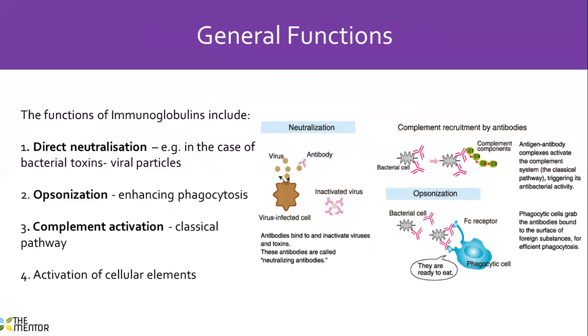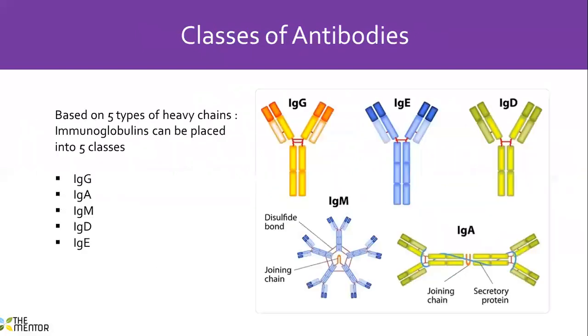And then activation of cellular elements. This one is important because sometimes once the immunoglobulins are attached to identify an antigen, it sends signals for other cellular elements to come and help in fighting the infection.